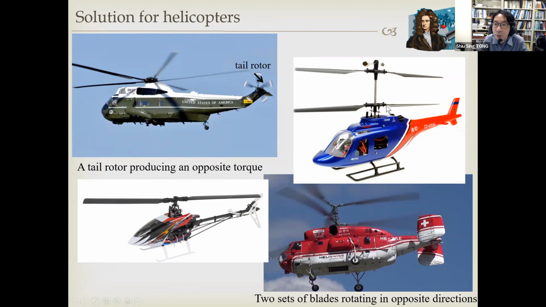Now, the other way to do it is to use two sets of blades rotating in opposite directions. So the total angular momentum will always be conserved. One blade rotates clockwise, the other blade rotates anti-clockwise, so the increases in the angular momentum cancel each other. And that's another way to solve the problem.